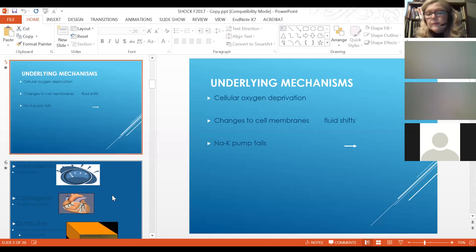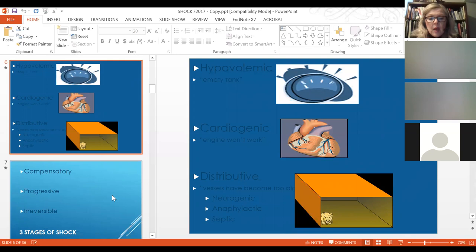And so as I mentioned, there's three main types of shock. One is hypovolemic shock, when the tank is empty. So no matter what you do, whatever intervention you're administering, if you don't fill up the tank, you're not going anywhere. So the tank is empty.